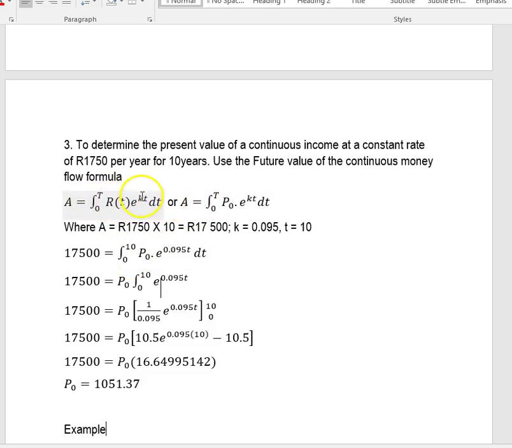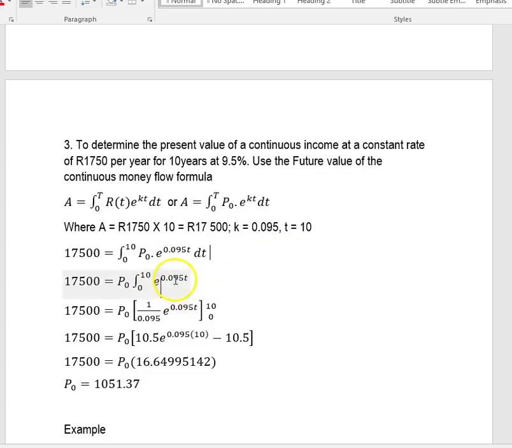It's the integral of R of t e to the power of kt dt. Assuming that I know my A now, my A is 17,500. So I'm looking for my P0 there. My P0 there is my present value that I need to put in on a continuous basis. And so let's input 0 to 10. 10 there is my number of years. Now, don't confuse the two. The P0 is still standing for your R(t), so it's the same thing. And e to the power of 0.095, because the question has not stipulated it, but it is 9.5%.